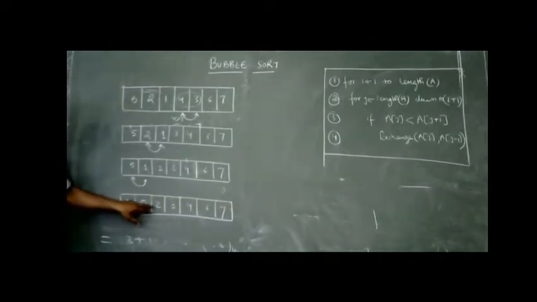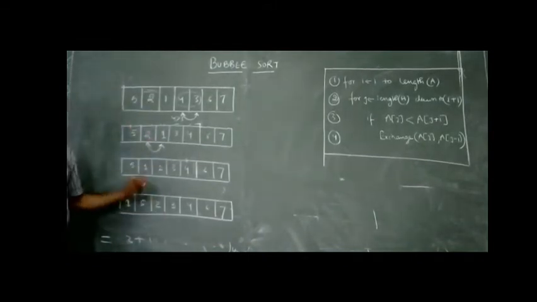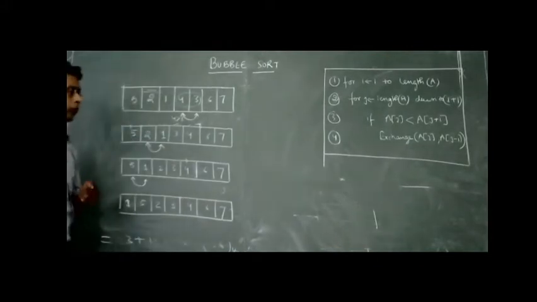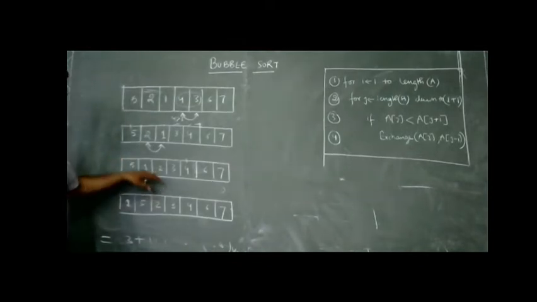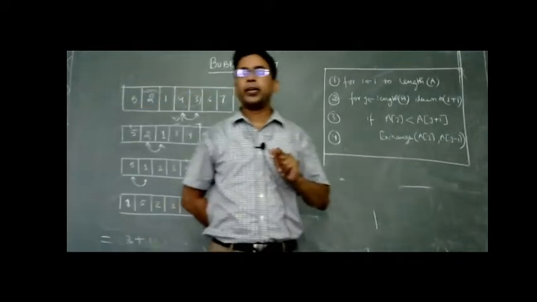The rest of the elements, 5, 2, 3, 4, 6, are not in ascending order. But the element number 1, that was the smallest among these numbers, has moved to the index number 1. So this is the first iteration of the bubble sort, and after the first iteration, what have we found? We have placed the smallest element among the given set of numbers in the first position.